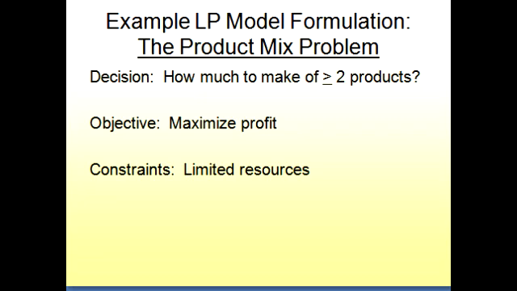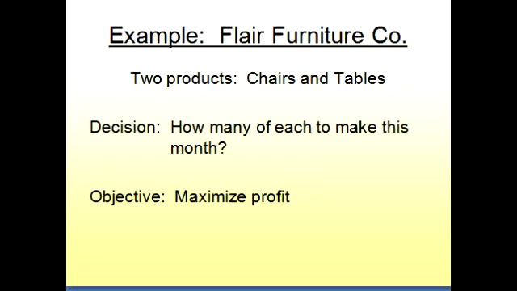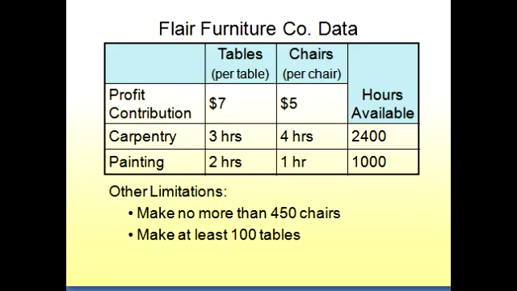The constraints are going to be the limited resources. So these are the three parts of the formulation of, for example, let's call it a product mix problem. The decision variables, the objective function, and the constraints, however many there may be. Now here's an example. Let's look at this example here. The Flair Furniture Company, they have two products that they make, tables and chairs. The decision, how many of each to make this month. The objective, maximize profit. Okay, here's the Flair Furniture Company data.